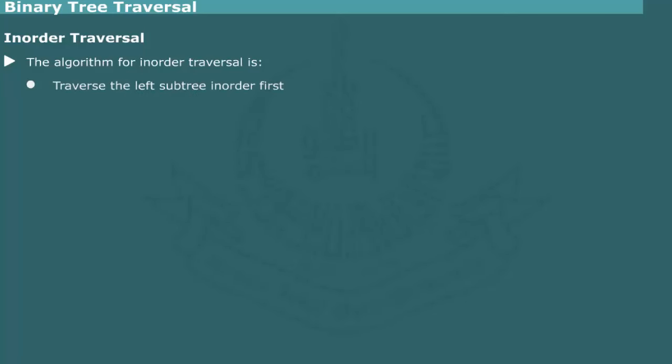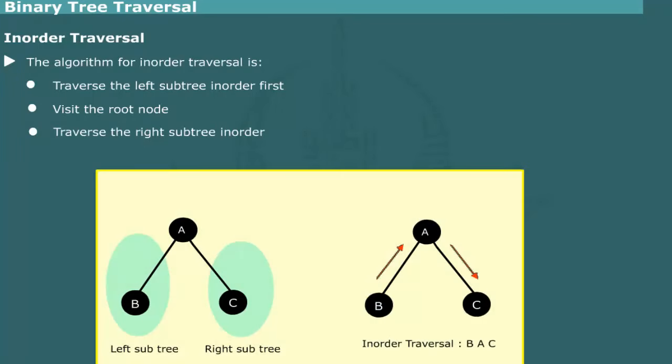Inorder traversal. The algorithm for inorder traversal is: traverse the left subtree in inorder first, visit the root node, traverse the right subtree in inorder. The figure shows traversal of a simple 3-node tree. First, the left subtree B is visited. Next, root A is visited. Lastly, the right subtree C is visited. Thus, nodes are visited in the order B, A, C.